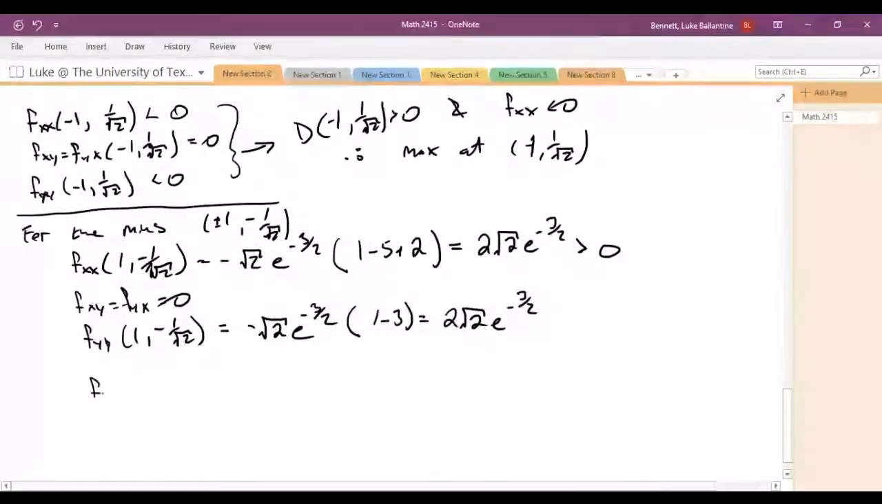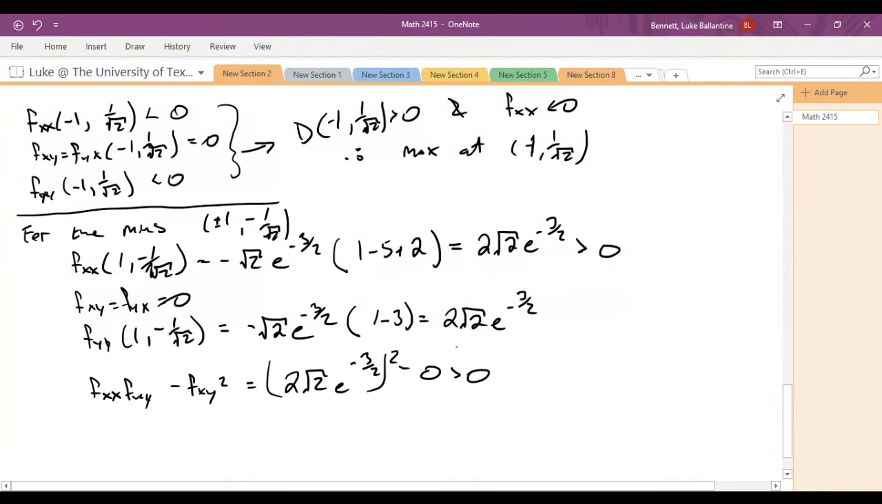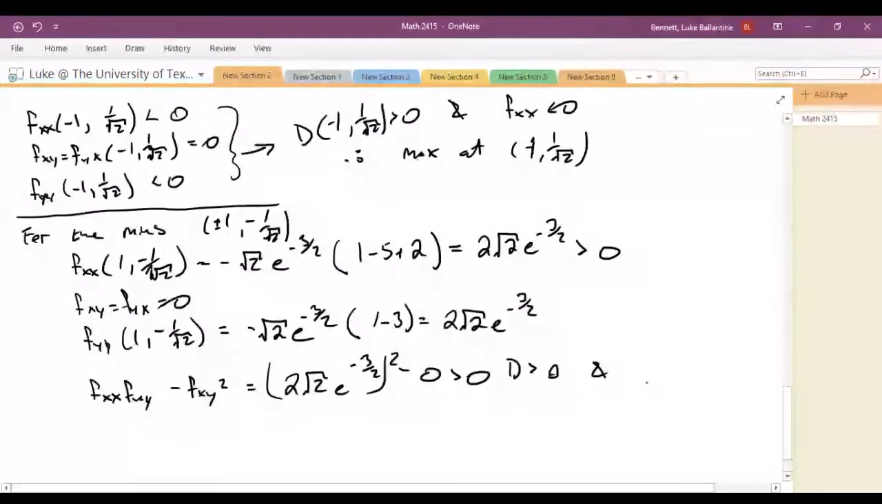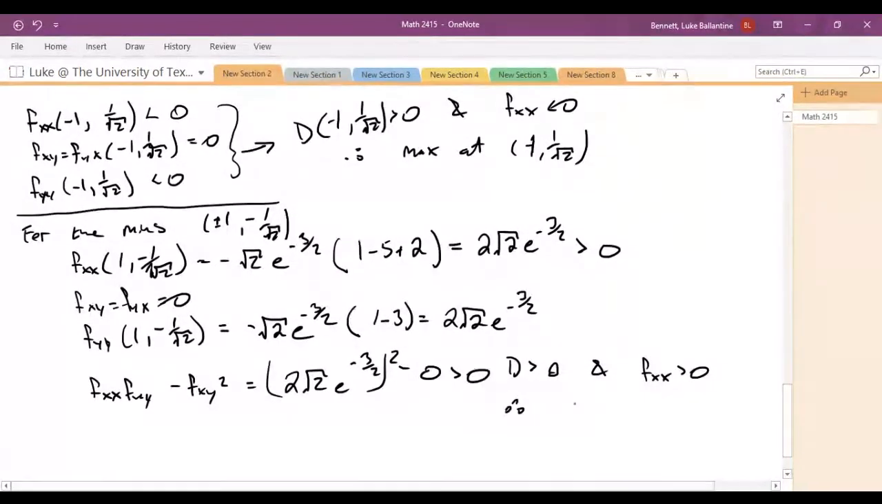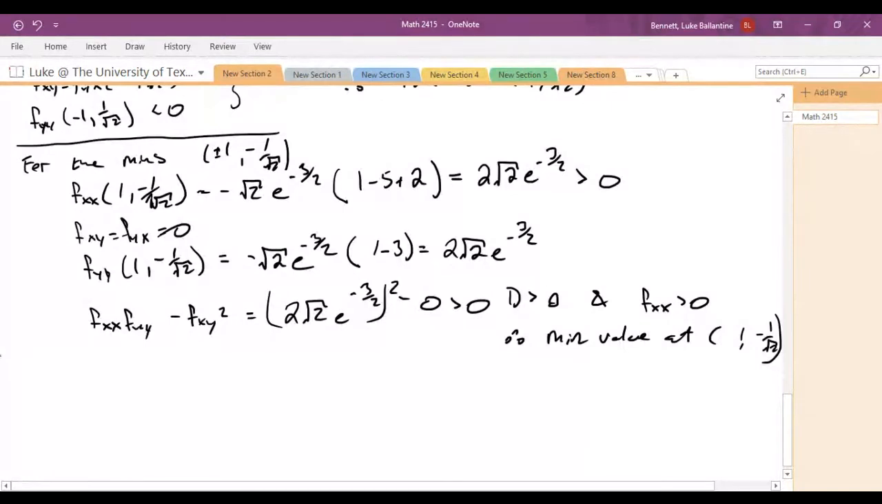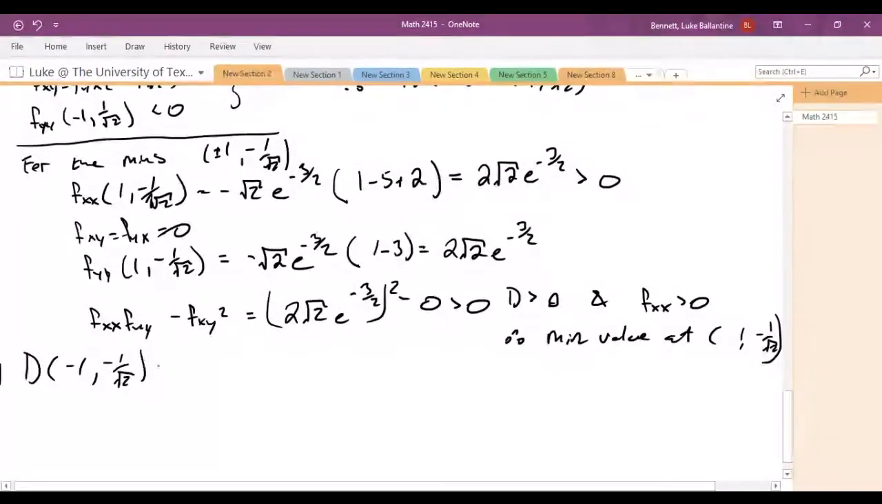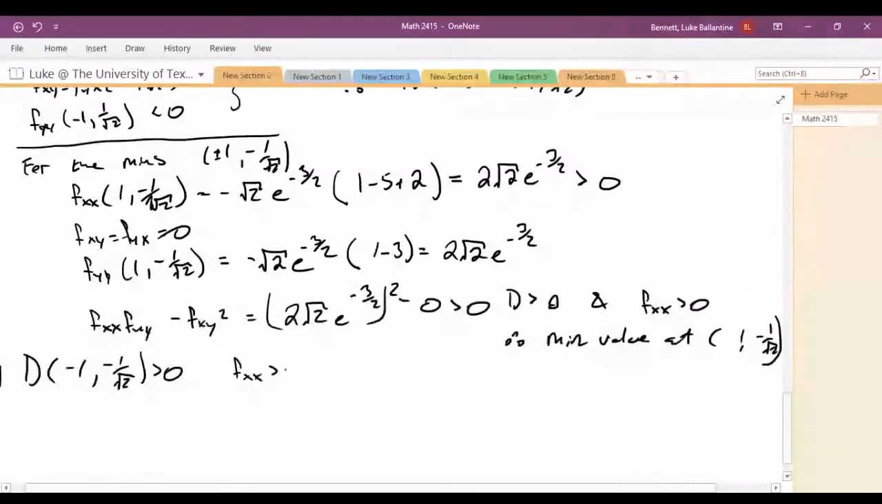Okay? So if we do fxx fyy minus fxy squared, this is 2 square root of 2 e to the negative 3 over 2 squared minus 0, which is greater than 0. So D is greater than 0, and fxx is greater than 0. Therefore, we have a min value at 1, negative 1 over root 2. And similarly, we have the same output for negative 1 over root 2. Yeah, this being greater than 0, then fxx being greater than 0 as well. So we also have a min at negative 1 over square root of 2. You can verify that.